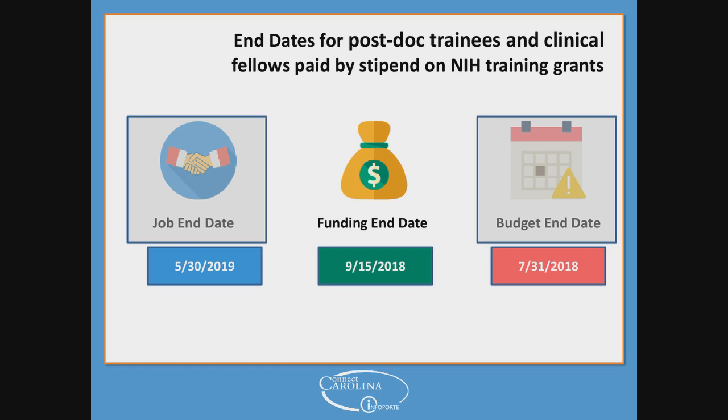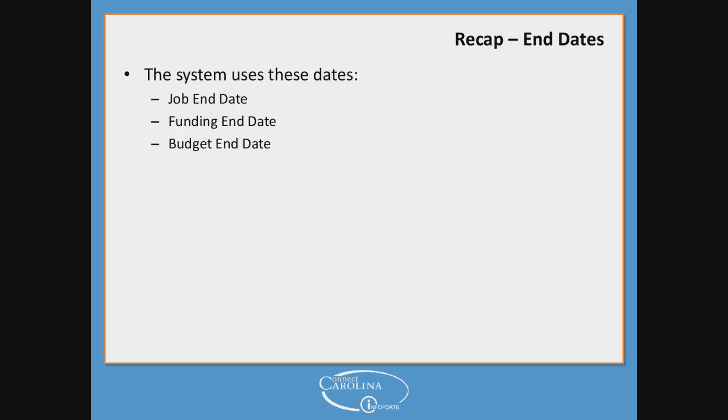So here, looking at one of our concrete examples again, if we have somebody whose job end date is listed as May 30th, 2019, their funding end date as entered by Chris Lawless is September 15th, 2018, and the budget end date is July 31st, 2018. Even though that budget end date is showing as earlier than the funding end date, the system's not looking at it at all. It knows that it's manually only looking at the funding end date. It's just sort of overriding the other two and just looking at that one. So there's our funding end date.